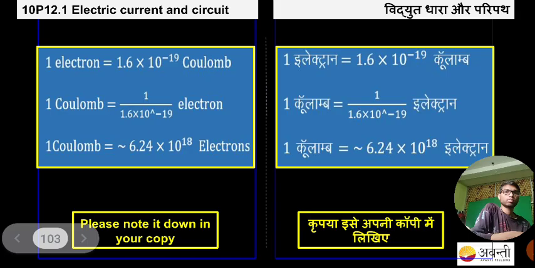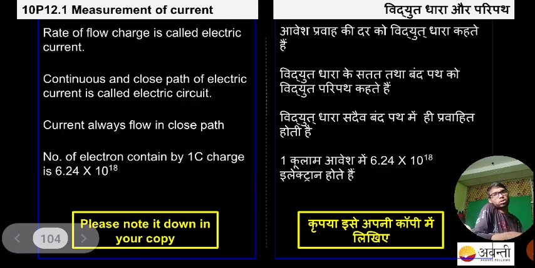1 electron is equal to this much coulomb, and 1 coulomb is equal to this many electrons. This much, 6.24. It is not a small number of electrons. It is a large number. This is a large number of electrons.